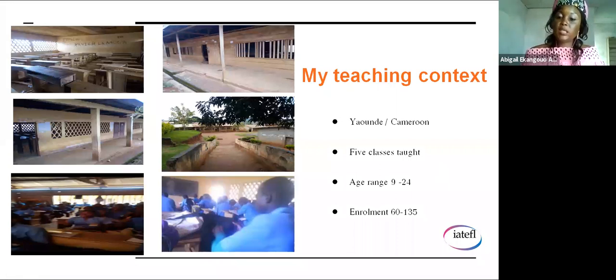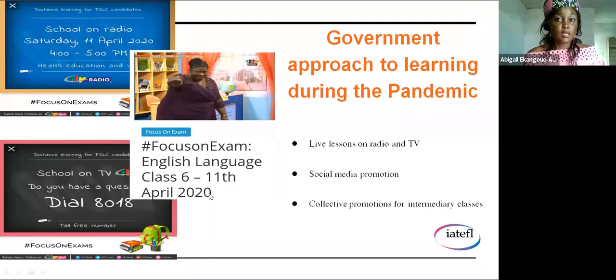Last March 18, schools were locked down because of the COVID-19 pandemic, and the Cameroon government had a good approach to learning. They organized live lessons on radio and on television, purposely for students who were sitting for end of year official exams. So we constantly had a series of live lessons on radio and on television.